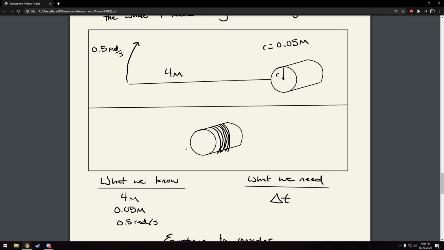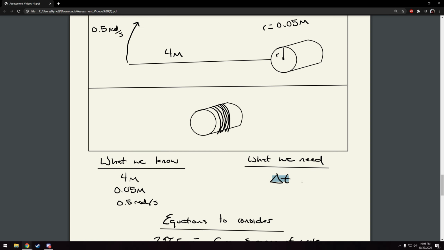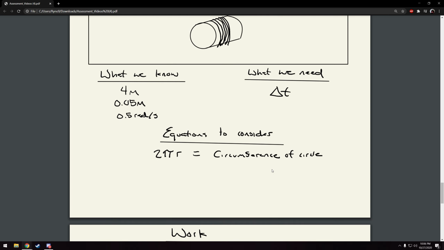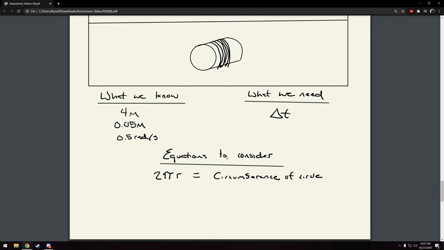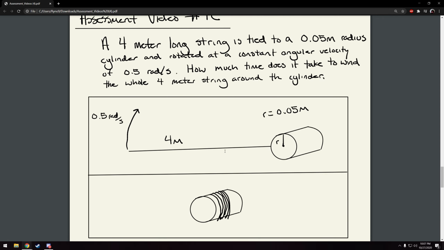Now, what do we know? We know a length, 4 meters. We know a radius, 0.05 meters. And we know an angular velocity, 0.5 radians per second. And we're trying to solve for how much time it takes to wind the whole 4-meter string around the cylinder, or the delta time. Now, equations to consider. I didn't have too many equations that you should consider, but I put down 2 pi r, which is how you find the circumference of a circle. That would help a lot. But with that in mind, we should be able to start the problem.